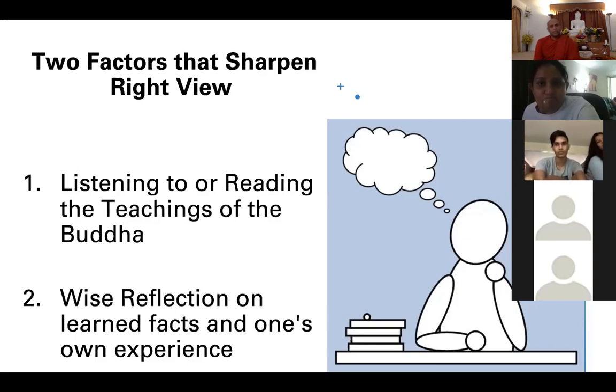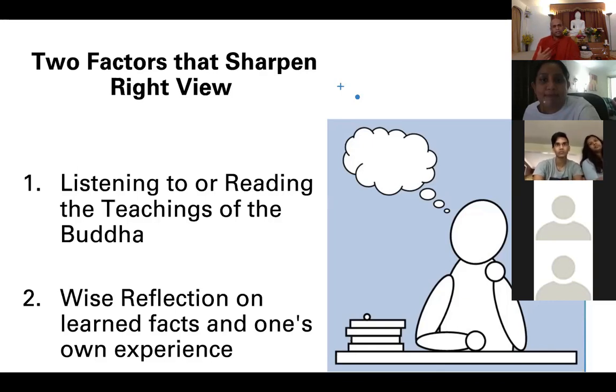But there are two factors that can sharpen our right view. The first factor is listening or reading the teachings of the Buddha, because the Buddha has talked so much about clarifying our view, and so much about the mechanism of suffering. The more we read and listen to the teachings of the Buddha, how he has explained the mechanism of suffering, and also the moral efficacy of actions, the more we can sharpen our right view.